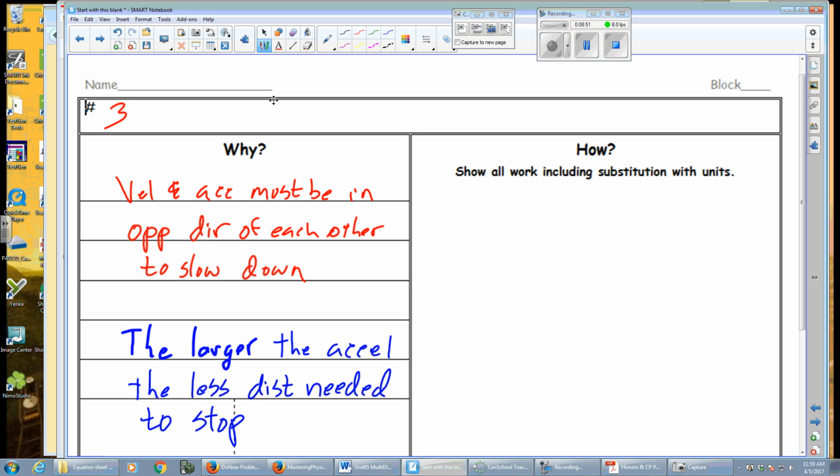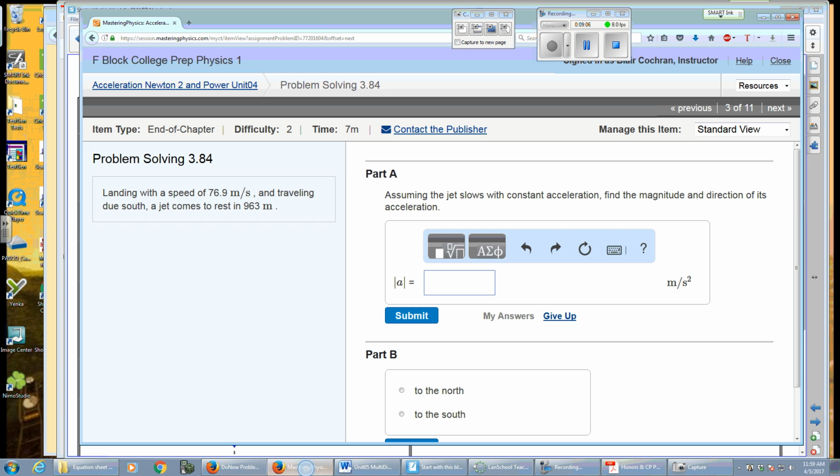Because not only do I need to know they're in opposite directions, but they're telling me about the distance. And so I need to realize that depending upon the acceleration, that distance is going to change. So, they tell me about the initial speed I start with. They tell me how far I travel when coming to rest. And they want me to find the acceleration. Oh, and coming to rest, what do they tell me the final velocity is?